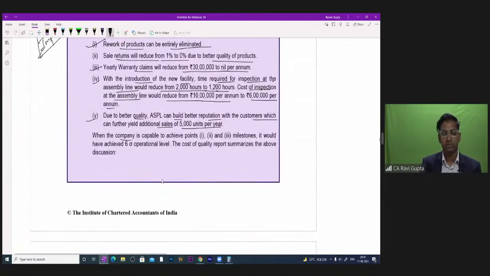When a company is capable of achieving the milestones 1, 2, 3, it would have achieved Six Sigma level operations. The cost of quality report summarizes the above discussion. So we have also prepared a cost of quality report which summarizes the above discussion.